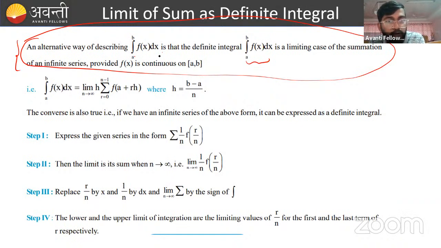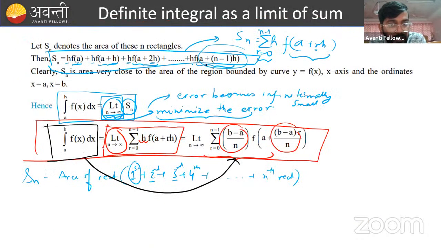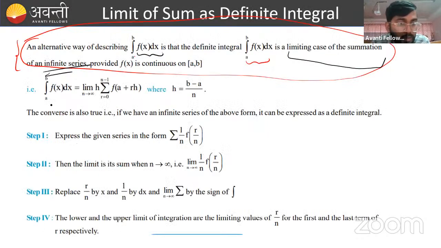Okay. So an alternative way of describing this integration f of x dx is that the definite integral is a limiting case of the summation of an infinite series. Which is that infinite series? See here, this is the infinite series. This series is infinite, and our n is tending to infinity, as we introduced here. If we tend n to infinity, then automatically the terms in this series become infinite.